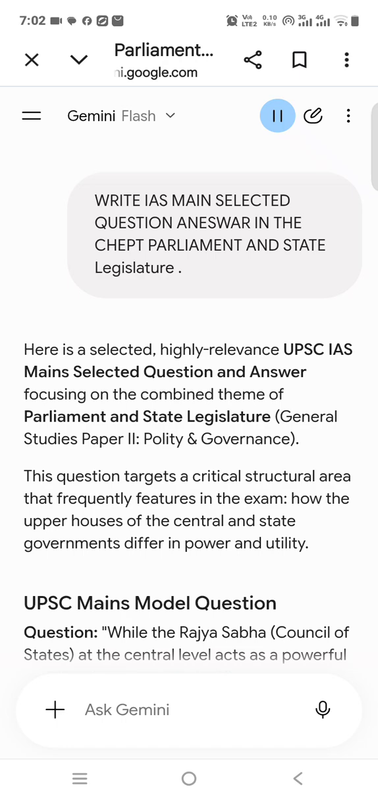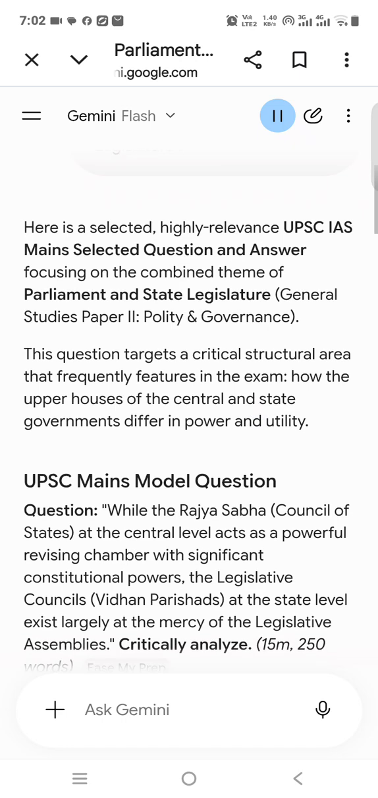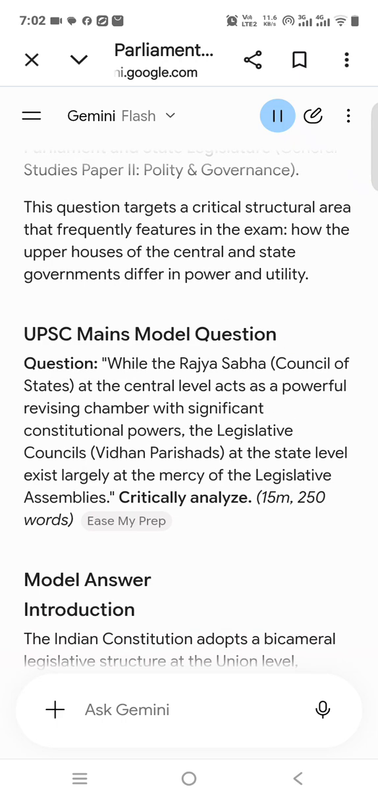15 marks, 250 words. Model answer. Introduction. The Indian Constitution adopts a bicameral legislative structure at the union level, making it mandatory under Article 79. However, under Article 168, it leaves the creation of a bicameral legislature at the state level optional. While both the Rajya Sabha, RS, and the State Legislative Council, LC, are designed as upper houses to act as revising chambers, their constitutional status, relevance, and functional teeth differ drastically.